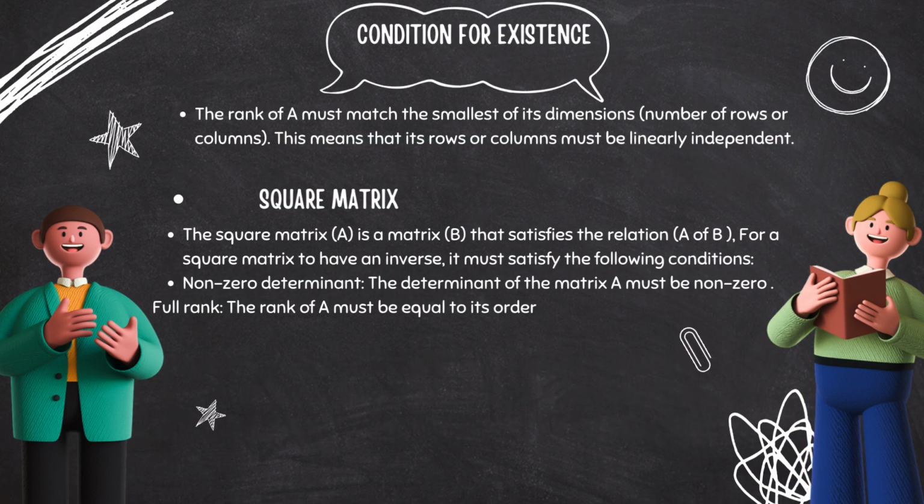Condition for existence. The rank of A must match the smallest of its dimensions, number of rows or columns. This means that its rows or columns must be linearly independent. Square matrix. The square matrix A is invertible if there is a matrix B that satisfies the relation AB.